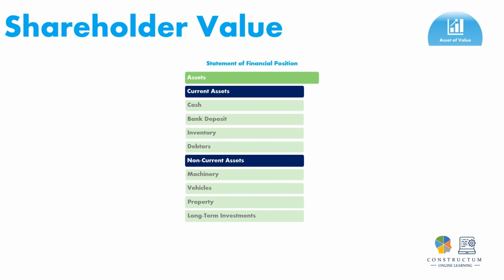Current assets typically include cash or cash equivalents, inventory, and debtors. The term current is another way of saying short term. Current assets are either cash or may be converted into cash within the accounting period. Non-current assets typically include machinery, tools, furniture, vehicles, fixed property, and long-term investments. The term non-current is another way of saying medium-term or long-term. Non-current assets are not expected to be converted into cash within the accounting period.